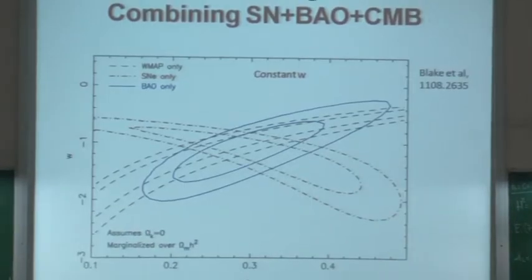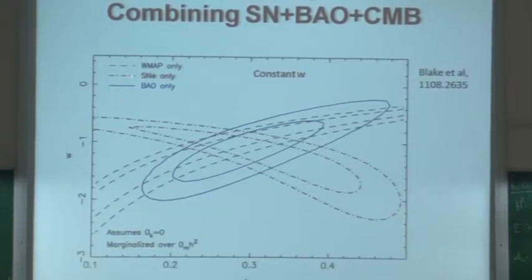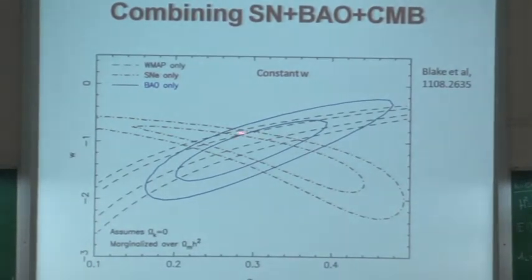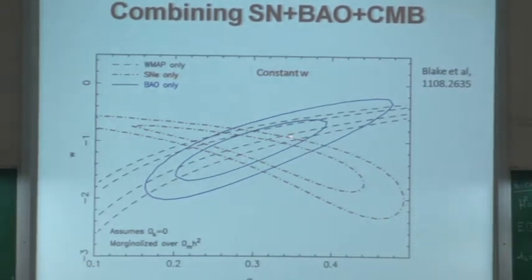Okay. So let's just combine. One can see that this is before Planck, with the WMAP data. This is the supernova measurement only. This is the measurement that comes from the WMAP, and this is the measurement that comes from the baryon acoustic oscillation. Fine. Now you see there is a very important thing.